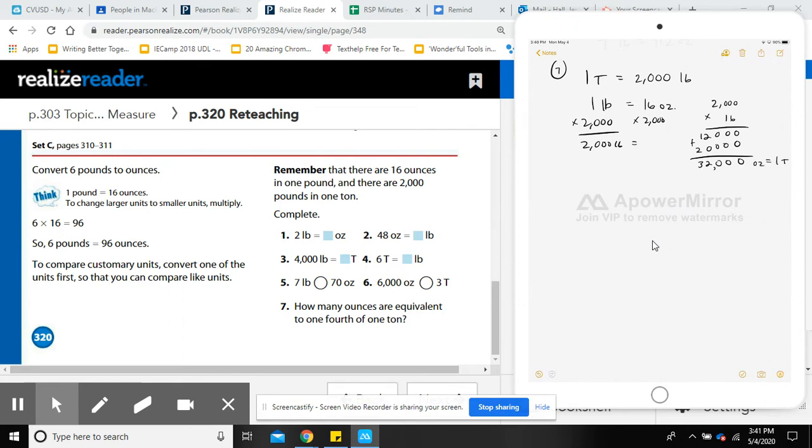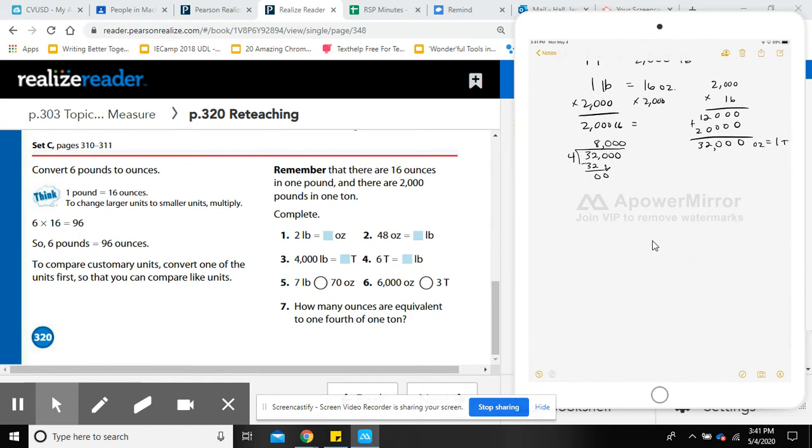Okay, so now that I know how many ounces are in 1 ton, I can figure out how many ounces are in 1/4 of a ton. The easiest way that I can think about doing this would be to take that 32,000 and divide it by 4, because 1/4 is really dividing something by 4, right? If I divide it into 4 pieces, I'm going to get 1 of my 4 pieces. So 32 divided by 4 is 8. I'm just going to keep bringing down zeros, right? So I can just write zeros here. So 8,000.